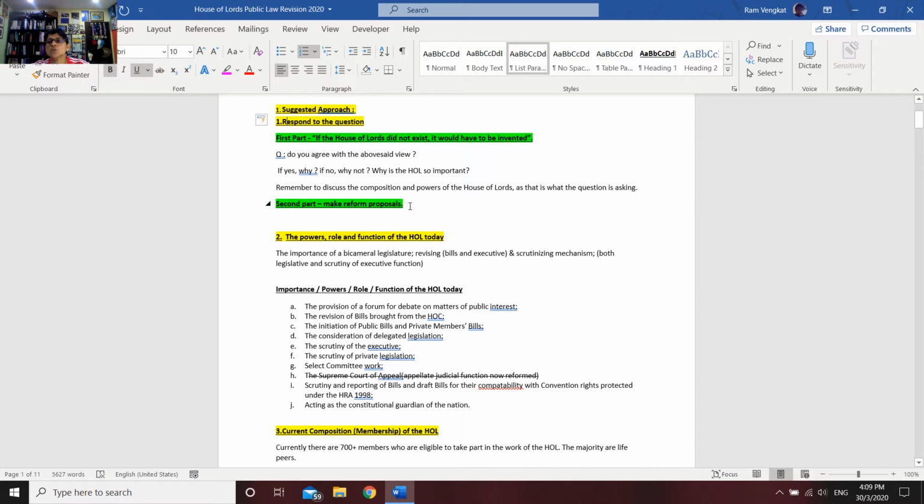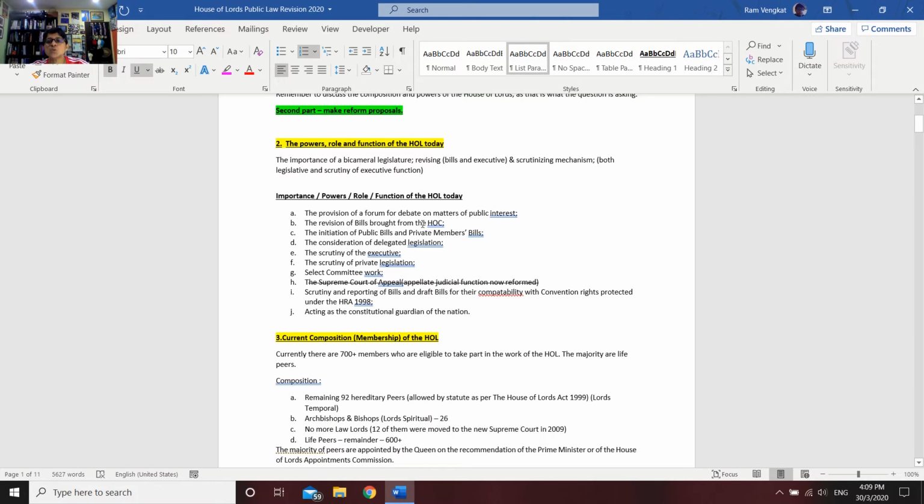My advice to you, the student, is to choose a particular model or a preferred option for reform, as that will give your answer a personal touch and a feeling that you care about the issue and you are passionate about the subject matter. So number 1, respond to the question. Number 2, the powers, role and functions of the House of Lords today. Why is it so important?